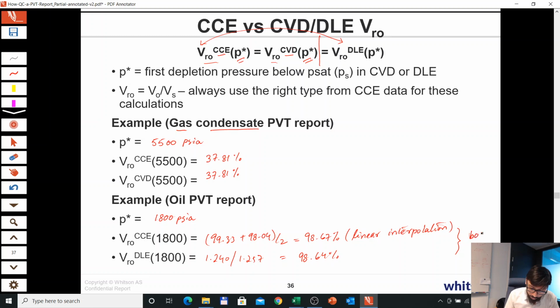So again, consistent. Both are almost the same. It means that the VRO data from the CCE and the oil formation volume factors reported in the DLE are consistent. So this was a special topic regarding the QC, comparing the data across the different experiments and trying to see if they are consistent in terms of data.